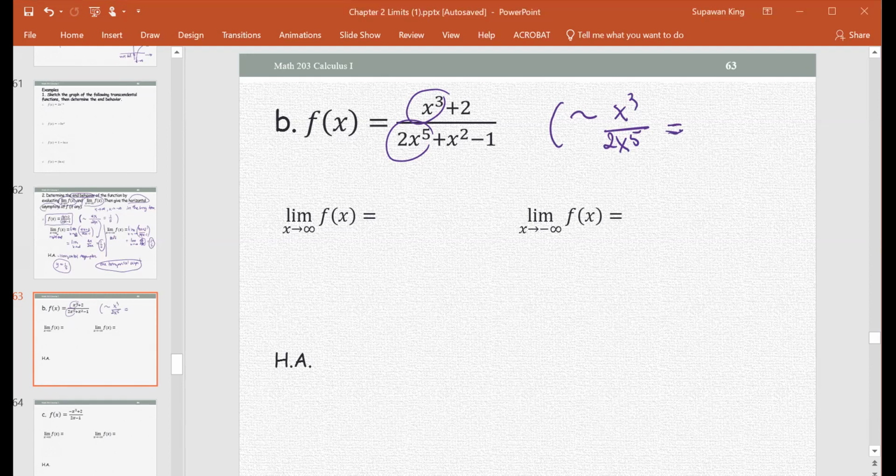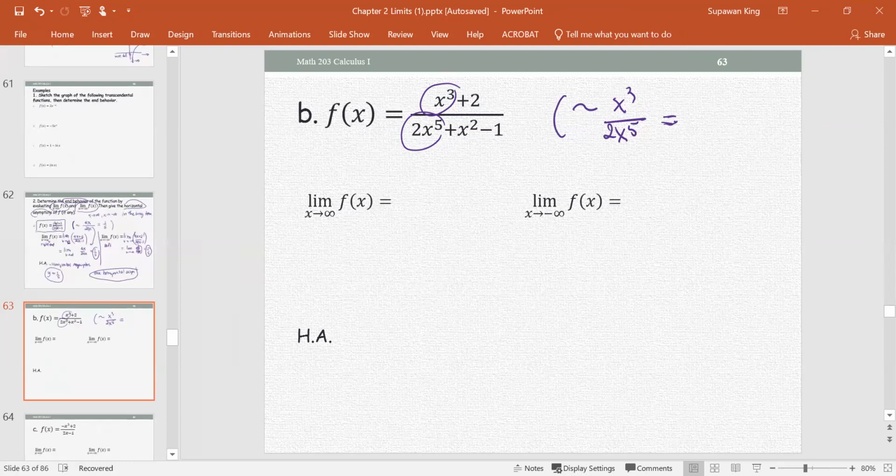What would be the simplified form of the dominant term? Is it 1 over 2x squared? Yep, 1 over 2x squared. Yes, because x power 3 and power 5, 5 minus 3 becomes 2. Yes, so that's the most simplified term.